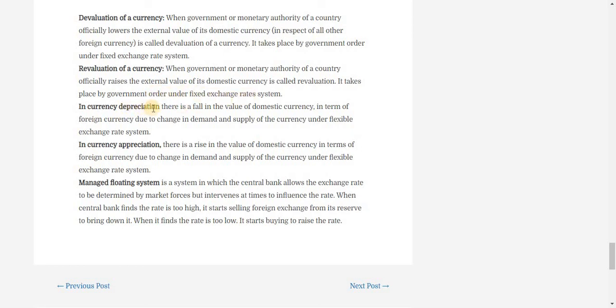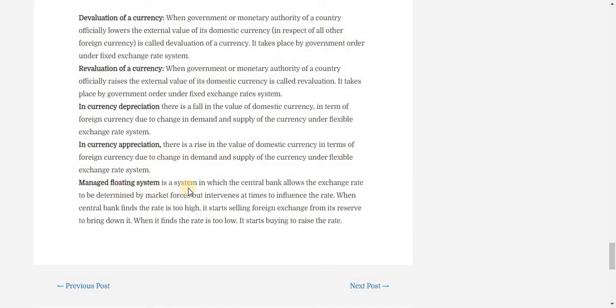In currency depreciation, there is a fall in the value of domestic currency in terms of foreign currency due to change in demand and supply of the currency under a flexible exchange rate system. In currency appreciation, there is a rise in the value of domestic currency in terms of foreign currency due to change in demand and supply of currency under a flexible exchange rate system.